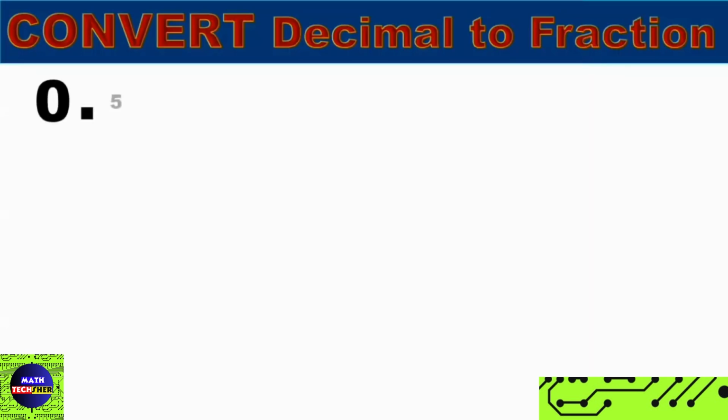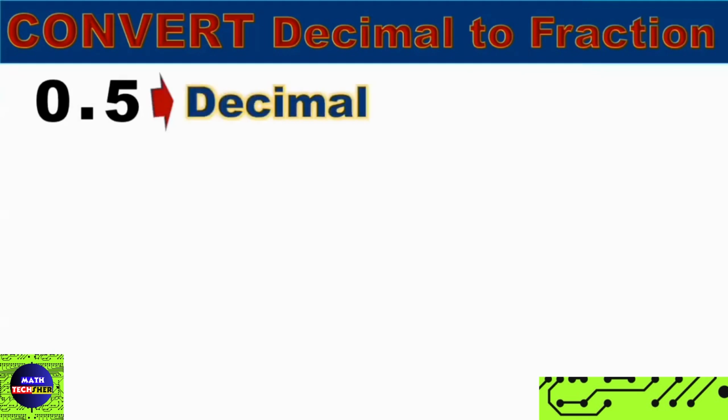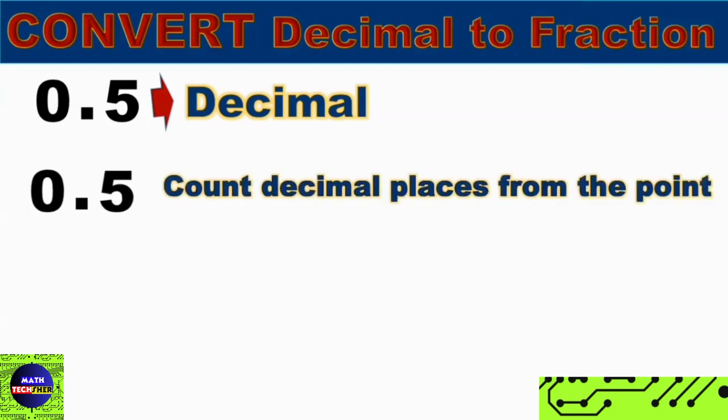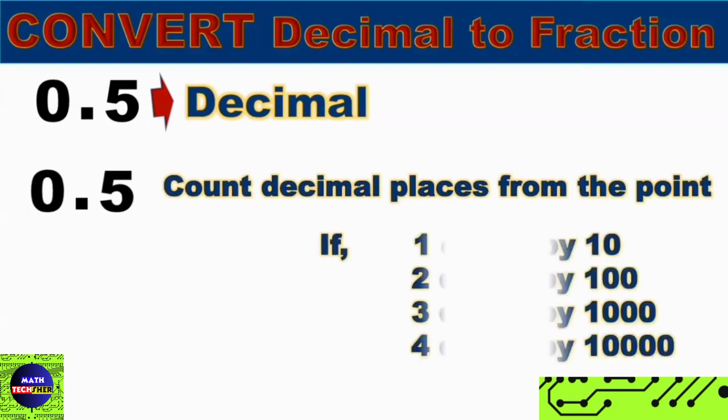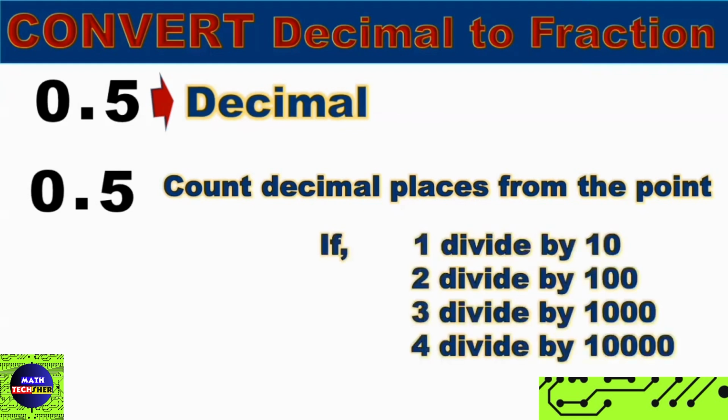Okay, this time we're going to discuss how to convert decimal to fraction. Now we have 0.5. 0.5 is decimal. And then the next one is to count decimal places from the point going to the right. Okay, we're going to count the decimal places. If 1, we divide by 10. 2, divide by 100. If 3, divide by 1,000. If 4, divide by 10,000, and so on. Okay, so we're going to count the decimal places from the point going to the right direction.